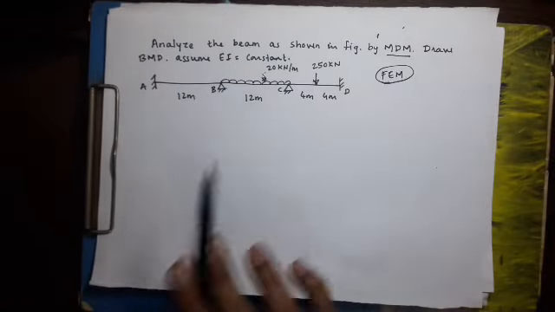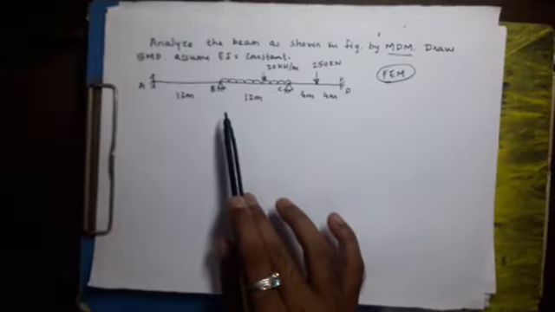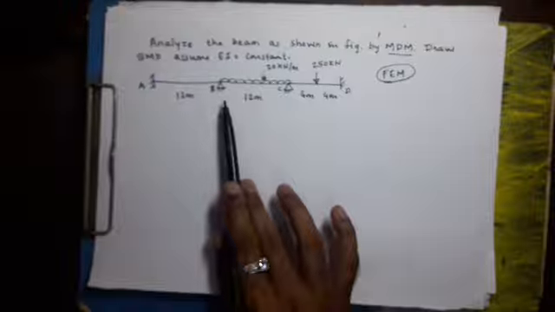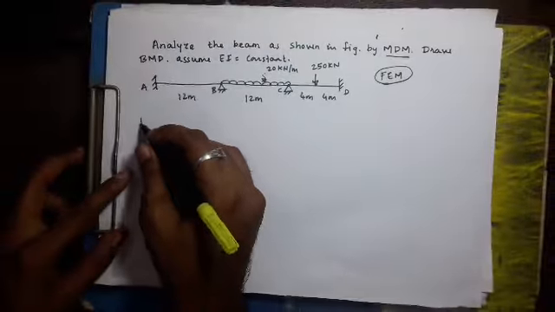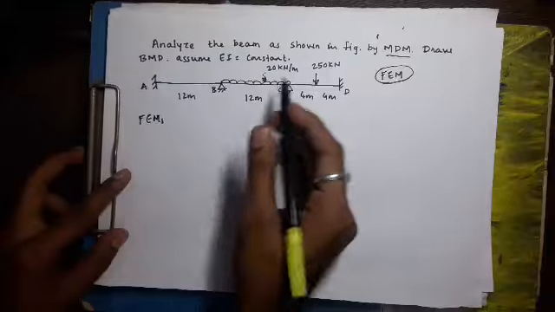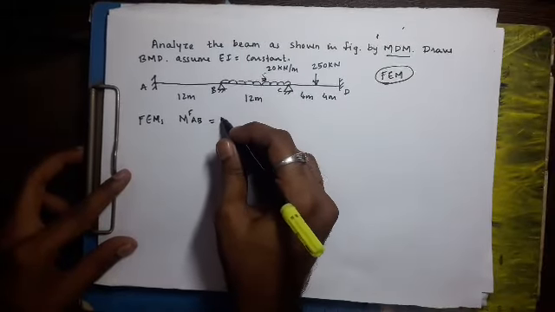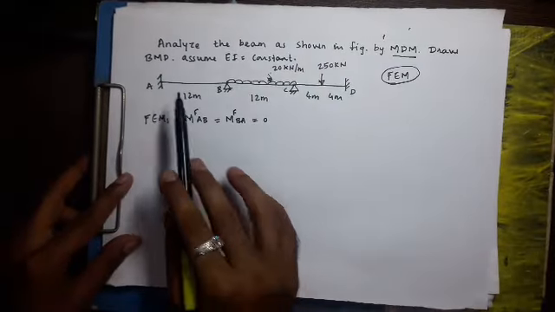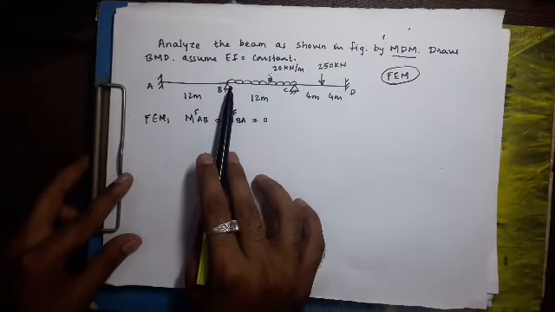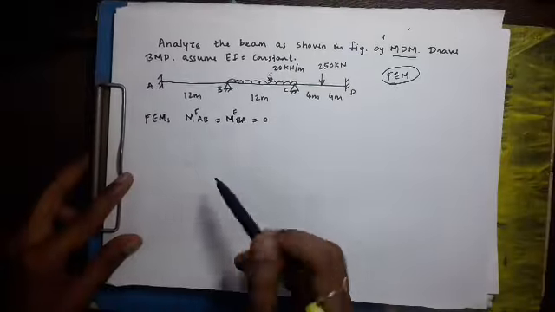You see, here we have a continuous beam AB, BC and CD. AB is having no load on the member, BC is having UDL over the entire span, and CD is having a point load at the center. So FEM we have to calculate for the members. MF AB equal to MF BA equal to 0, because there is no load on member AB, hence no fixed end moment for AB and BA.